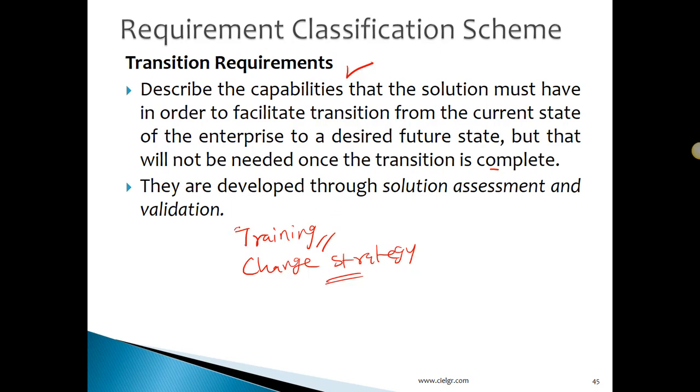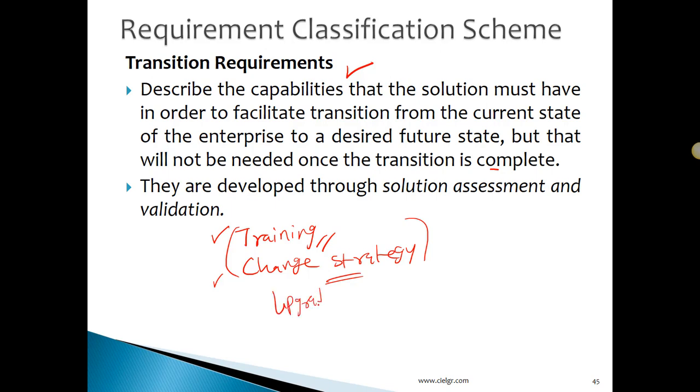So all of those requirements that we need to meet that will enable us to transit from a current state to a desired future state, that is now what we refer to as the transition requirement. A vivid example of transition requirement includes training and change strategy. It could also be within the solution itself, the capability that the solution should have so that it can migrate. In other words, it should be upgradable.